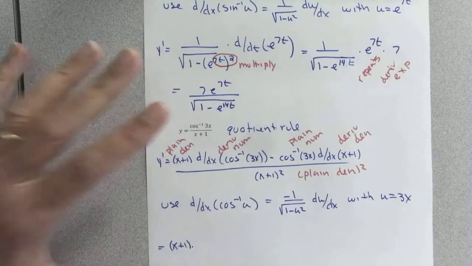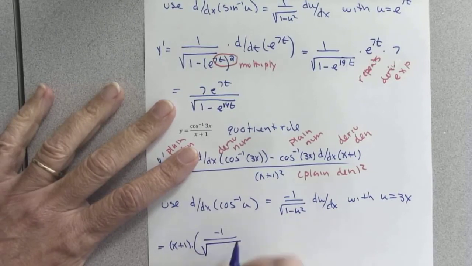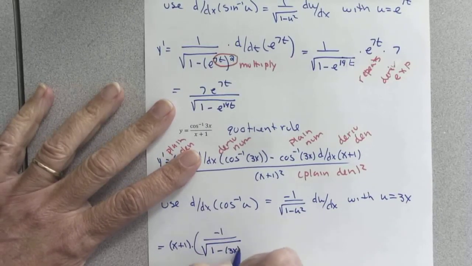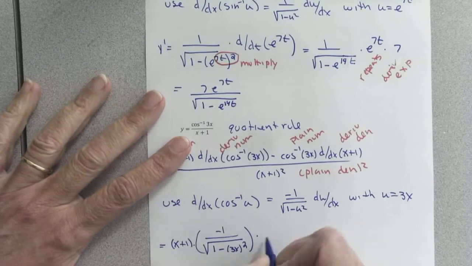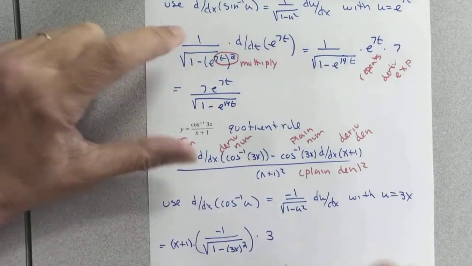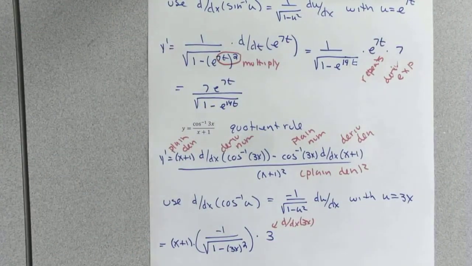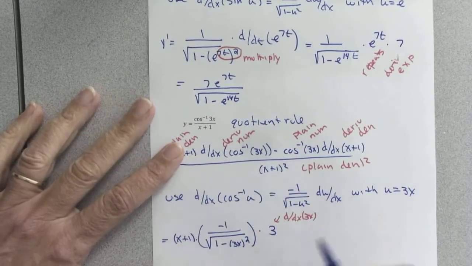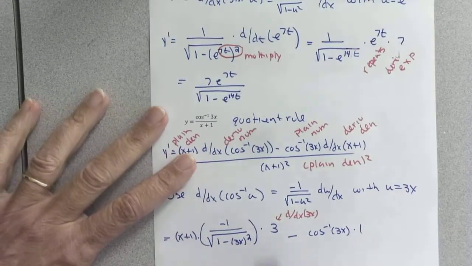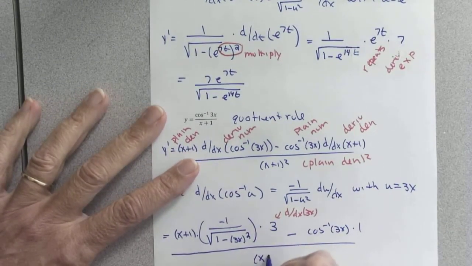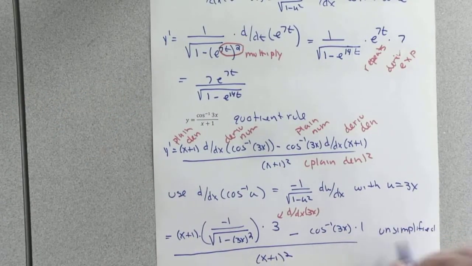So, plain first, leave it alone. Then, -1 over the square root of 1 minus u squared, where u is 3x, then the derivative of 3x, 3. So where that 3 came from, that's the derivative of 3x. I'm up to that minus sign, so then minus cosine inverse of 3x times 1, all over x plus 1 quantity squared. And there's my unsimplified derivative.